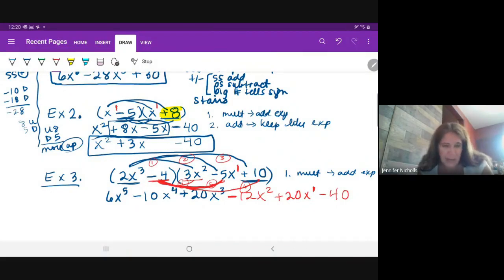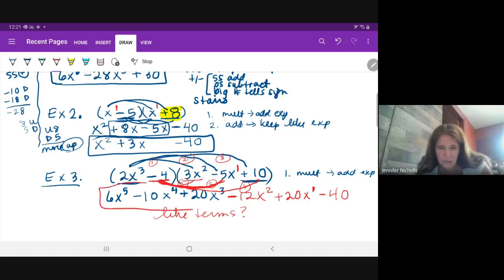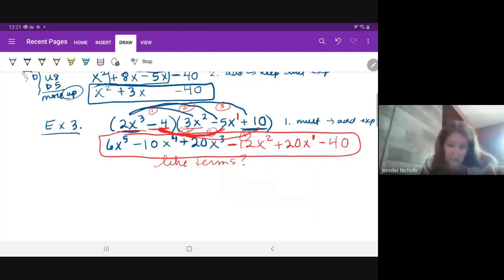Okay, now look for your like terms. Look at all your exponents. Do you see any like terms? Yeah, so this is actually the answer. Weird, huh? Okay, that was an accident though. So let's do another one. I have 5 examples.